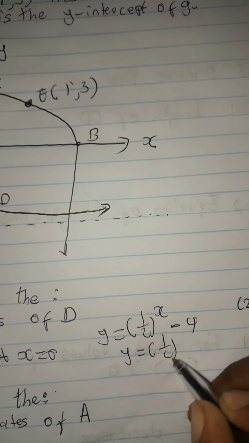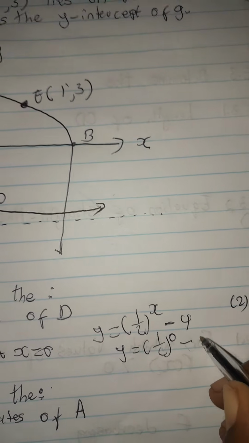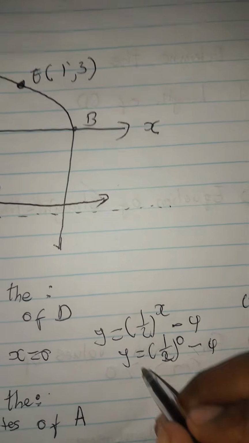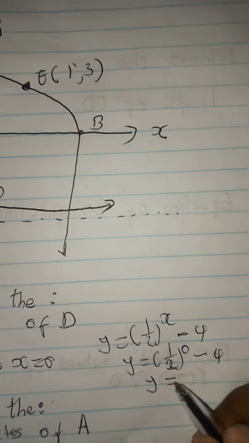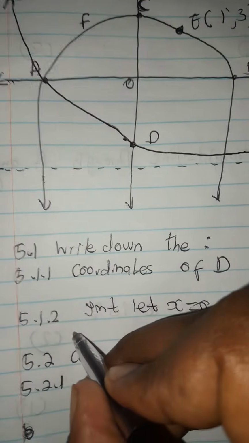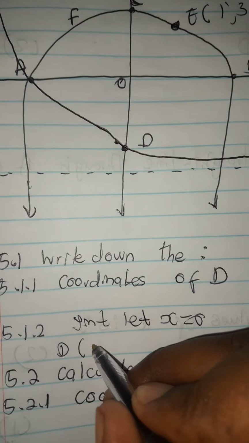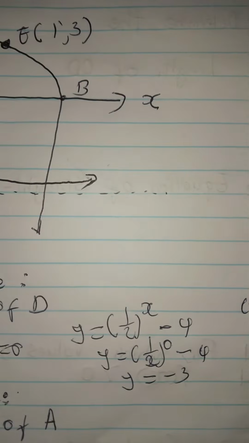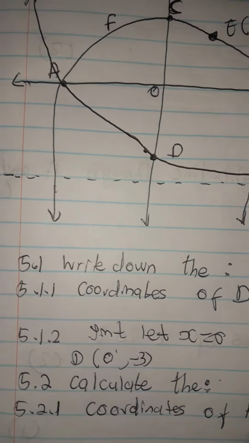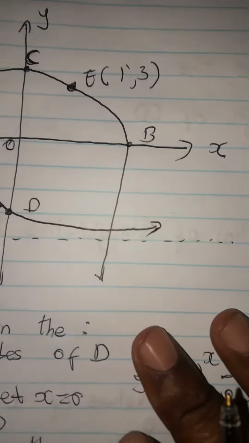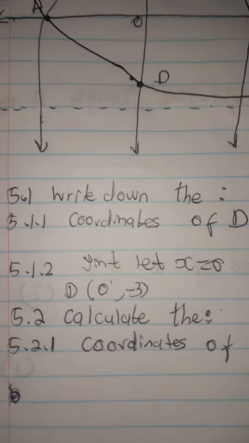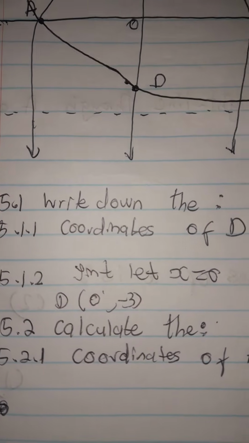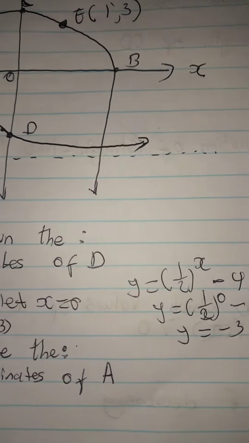So where there is x, we shall replace with 0. So we have half to the power of 0. Any base that is raised to the power 0 is 1. So 1 minus 4 will be minus 3. So D, definitely, the coordinate will be (0, negative 3). So that's the solution at 5.1.1, which will be 2 marks, right? Easy marks to get, indeed, when you know the basics, right? Okay, right. Let's see the other question.